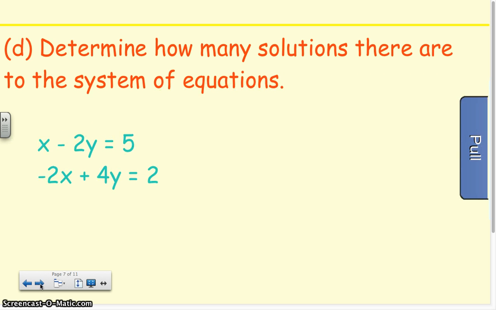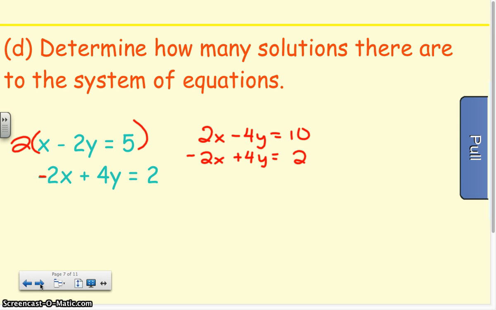All right, I'm going to do this next one with you, determining how many solutions there are here. I see that I have a negative 2x and then a positive x. So I'm going to get a 2 out in front and cancel out my x. And I get 2x minus 4y is 10. Negative 2x plus 4y is 2.